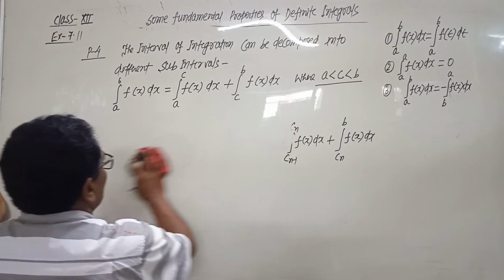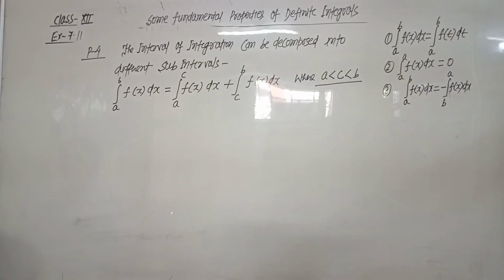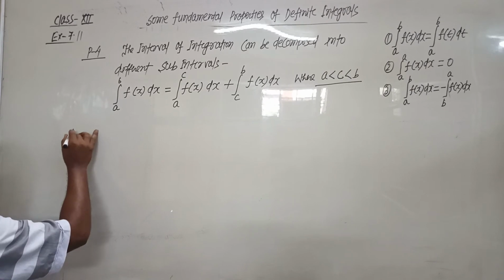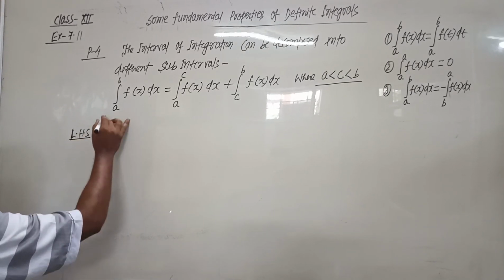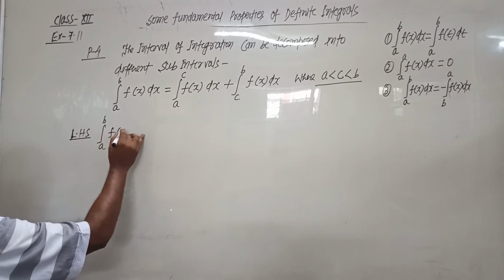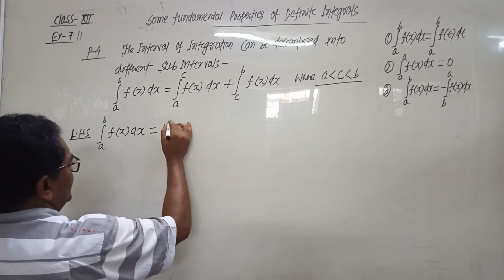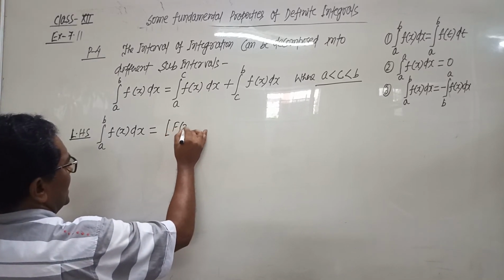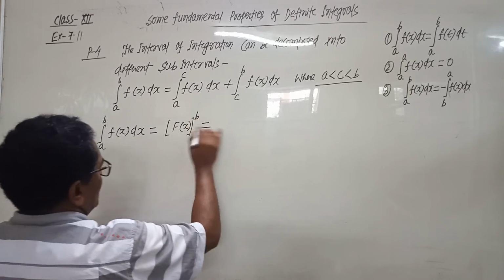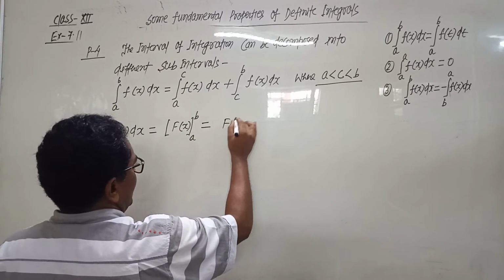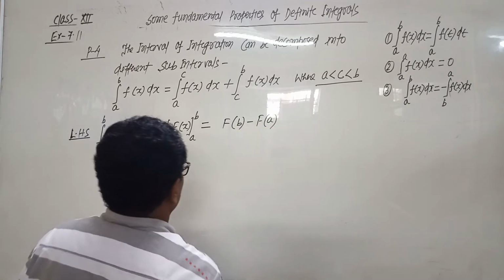Let us see the proof of this property. So LHS is integration a to b f of x dx, and we know that the integral of f(x) dx is written as capital F of x, with limit from a to b. Put the limit, so we get F of b minus F of a.